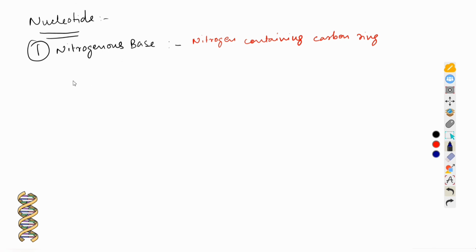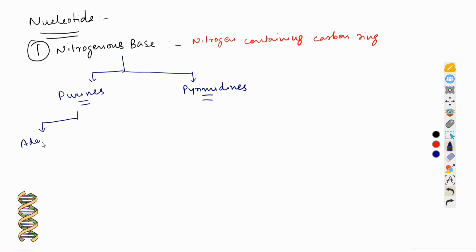Okay, they are purines and pyrimidines. Okay, these purines are double ring structures, and these pyrimidines are single ring structures. So what are the bases which fall under purines? They are adenine and guanine.